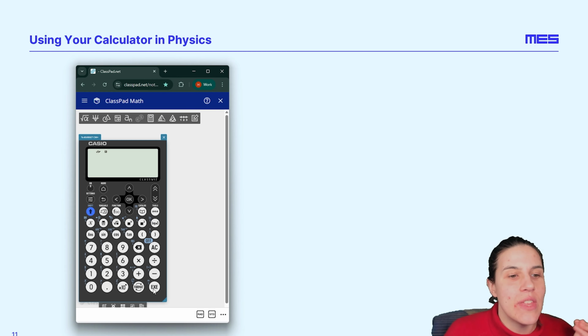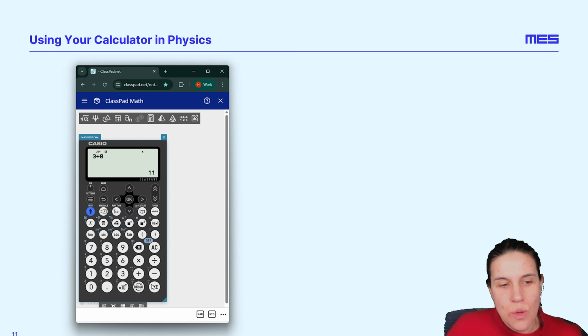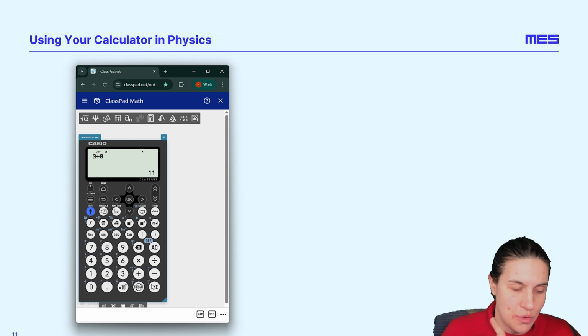Now you'll notice that on this calculator, there's no equals button, okay? That's because we've got this button down here, execute. That's now our equals button. So if we want to do a sum like 3 plus 8, we press execute, and that gives us our answer here. So instead of pressing equals, we're now pressing execute, okay?